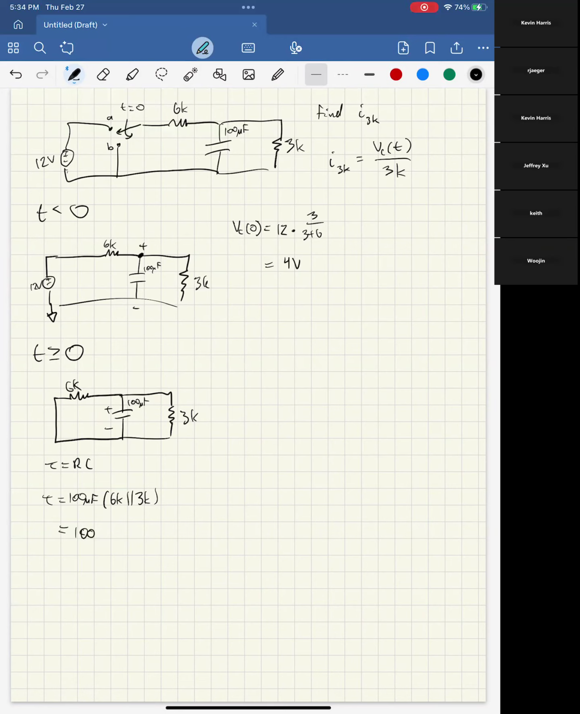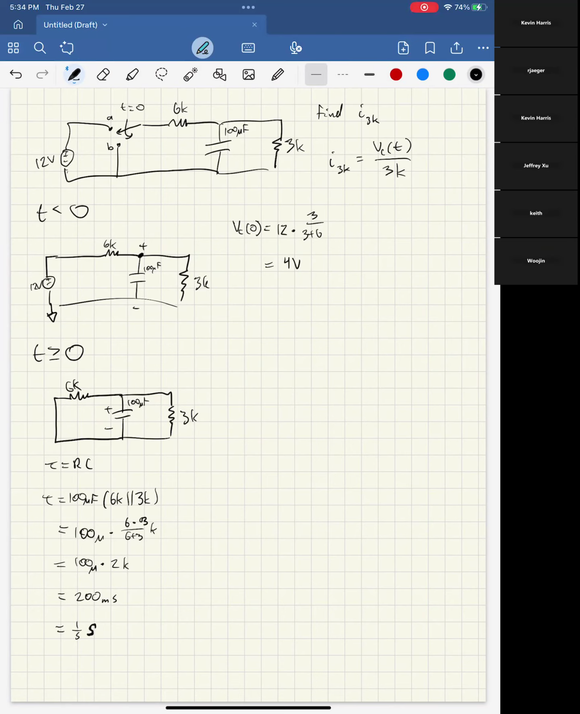So this is 100 micro times 6 times 3 over 6 plus 3K, which is 100 micro times, no, 18 over 9 is 2. And this will end up with 200 microseconds, which is the same as 1/5 of a second, because remember, micro is 10 to the negative 6. And so this is a second.